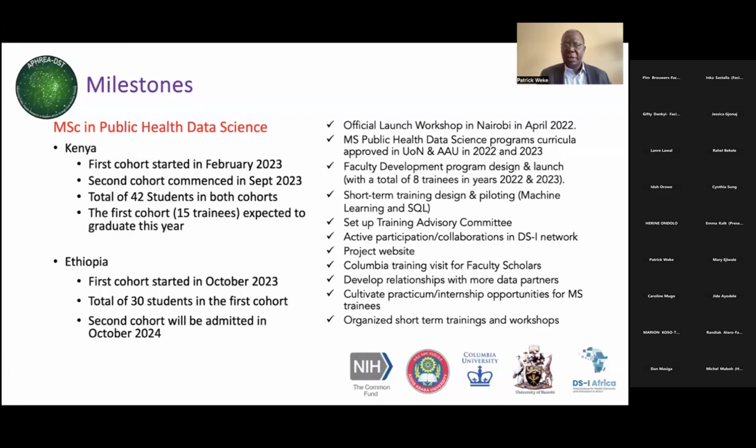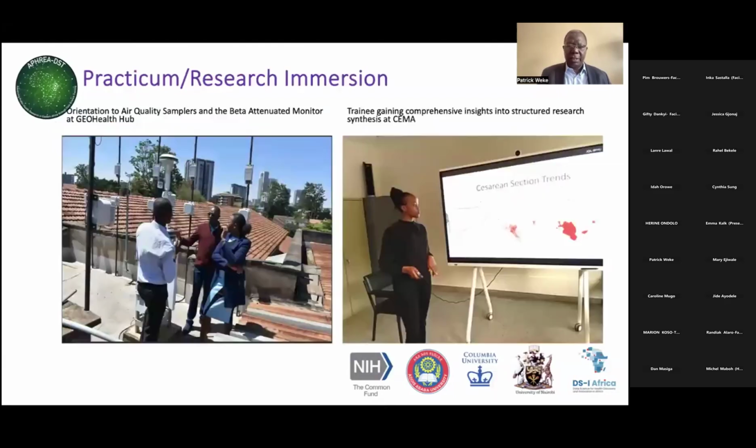We have set up the training advisory committee that advises the PIs on a number of the activities that we do. We have also developed relationships with more data partners, and this has enabled us to agree on how to get data for the students for their research. A very important activity was to cultivate practicum and internship opportunities for the MS trainees. And of course, a number of short-term trainings and workshops have also been organized.